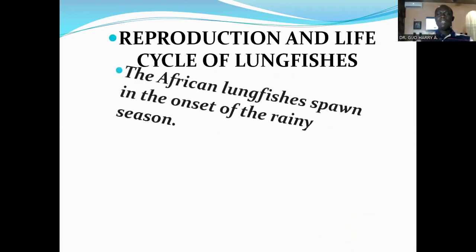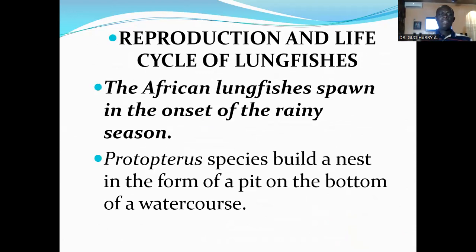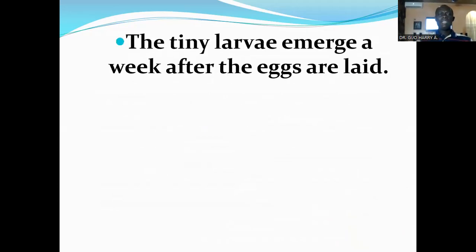We want to look at the reproduction and life cycles of the lungfishes. The African lungfish species spawn at the onset of the rainy season. Protopterus species build a nest in the form of a pit on the bottom of a watercourse. The tiny larvae emerge a week after the eggs are laid.